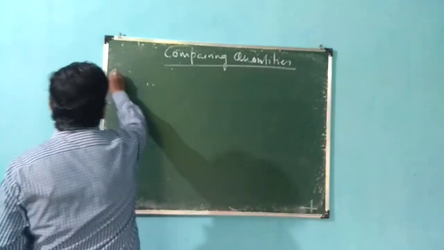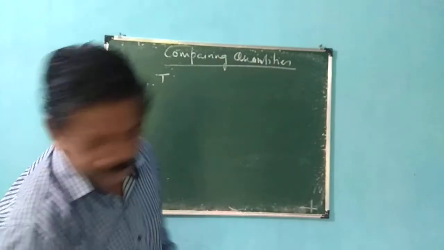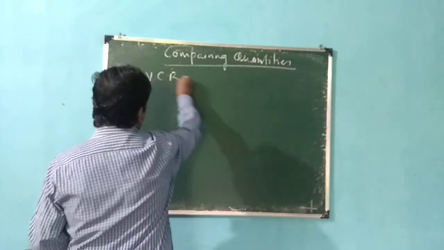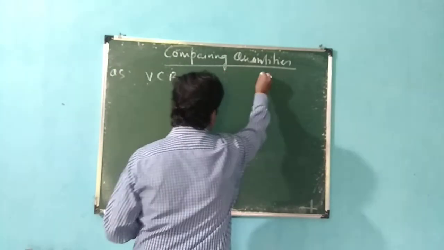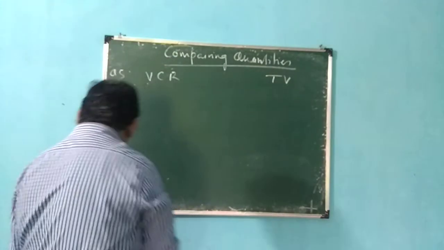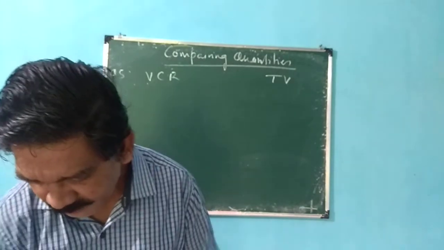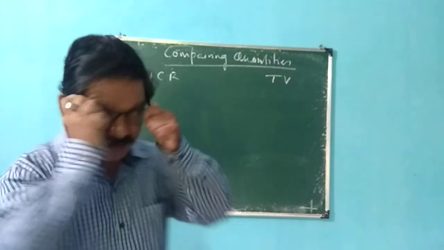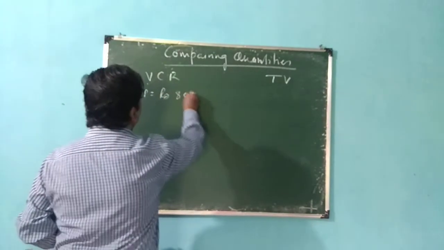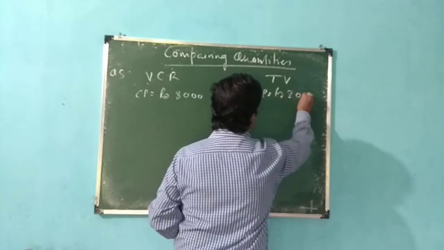So you have one side TV. Oh, sorry, let me start with the VCR. They have written VCR first. On one side you have VCR, on the other side you have TV. Now what is the cost price of VCR? Rupees 8,000. Here also, CP is rupees 8,000.